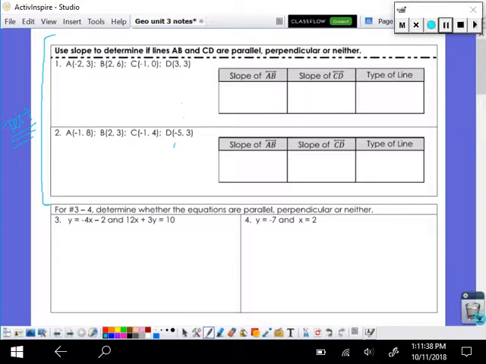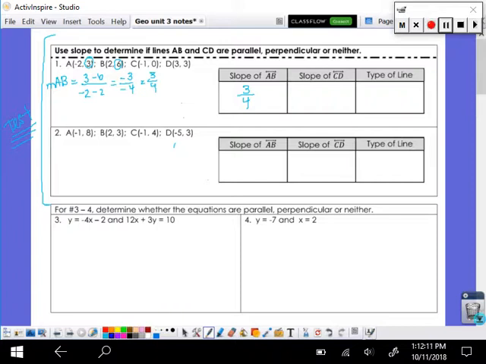So first, I'm going to do the slope of AB. All right. So I need y1, which is 3, minus y2 over x1 minus x2. Okay, that's going to give me a negative 3 over a negative 4, which reduces to just 3/4, so we take away the negative. So my slope of AB is 3 over 4.